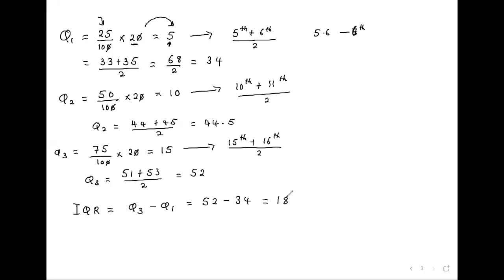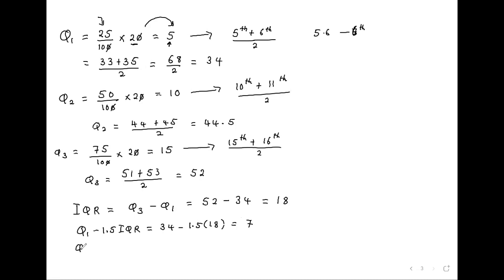And then you calculate. Here we said you calculate quarter 1 minus 1.5 times the interquartile range. Quarter 1 is 34, minus 1.5 multiplied by 18. This is equal to 34 minus 1.5 multiplied by 18. So we get 7.